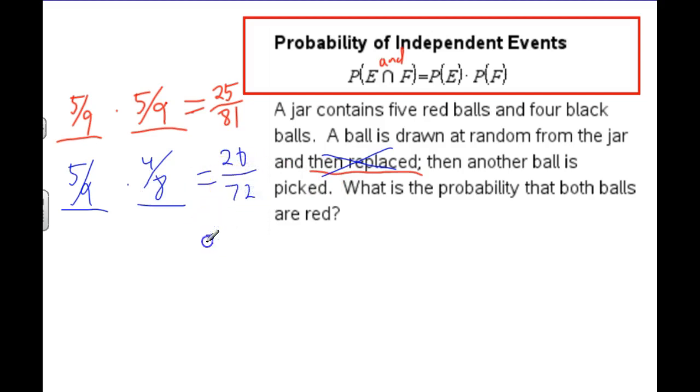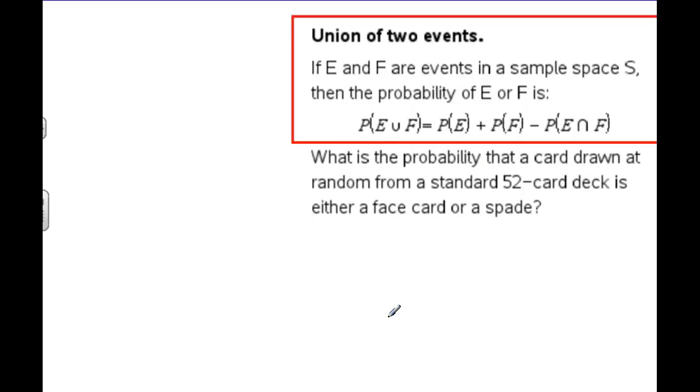And again, you want to keep simplifying. 10 over 36, or 5 over 18. Keep simplifying until you get a simplified fraction, or you can type it in a calculator and get a decimal, which would be fine. Union of 2 events.